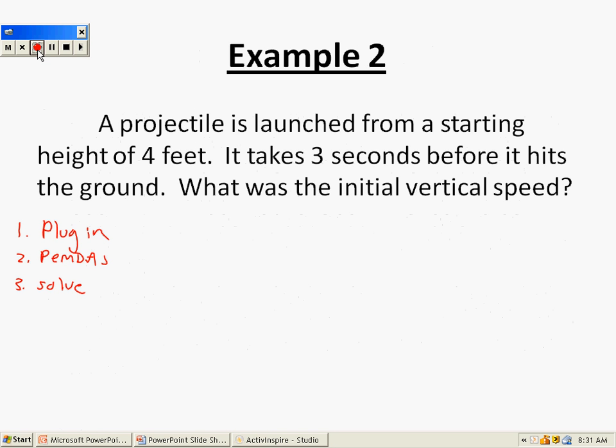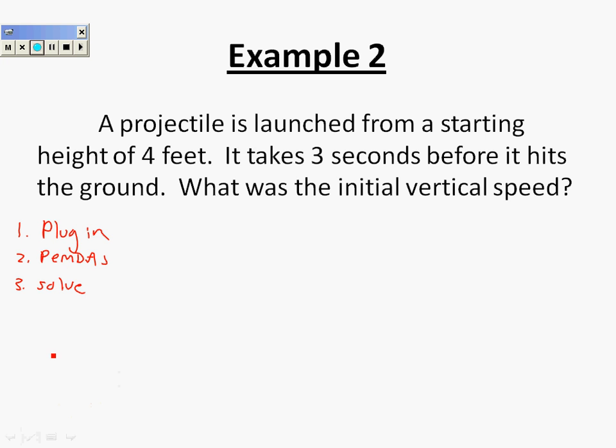So on this one, guys, there is a difference. Let's see what it is. It says a projectile is launched from a starting height of 4 feet, and it takes 3 seconds before it hits the ground. What's the initial vertical speed? So I'm going to get us started here.